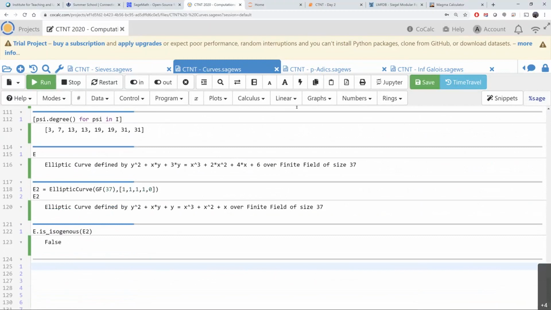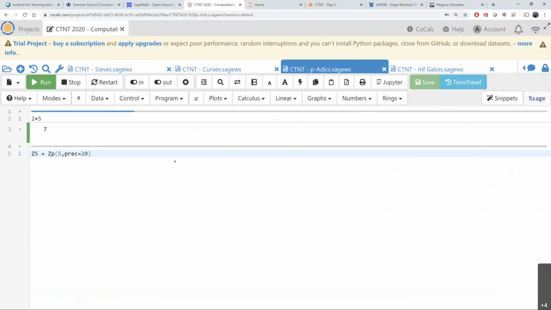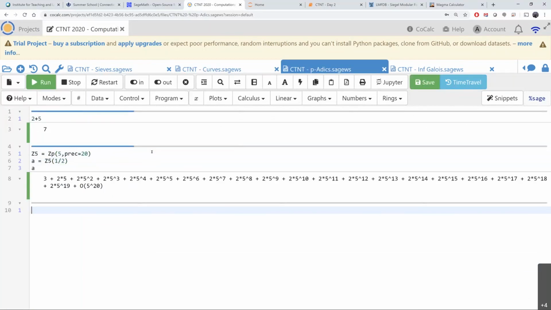All right, so let's move to p-adics. So here is the p-adic numbers, Z5, and then I can create numbers in Z5. So for example, a half is a number. There was a question in Liang's course about what is a p-adic number that is not an integer. Well, a half is not an integer, but a half is a five-adic number. Let's look at it. And it has this expansion over the five-adics.